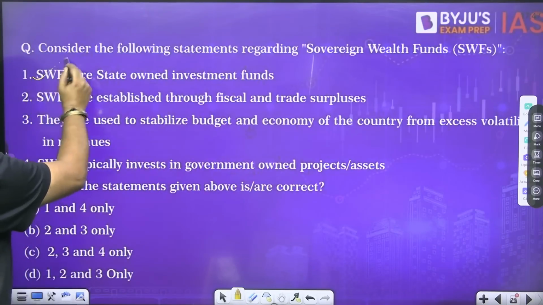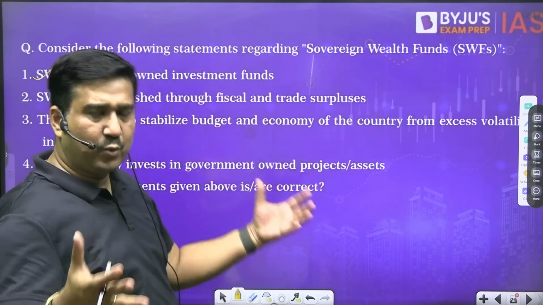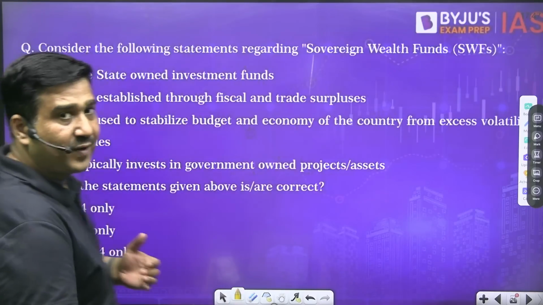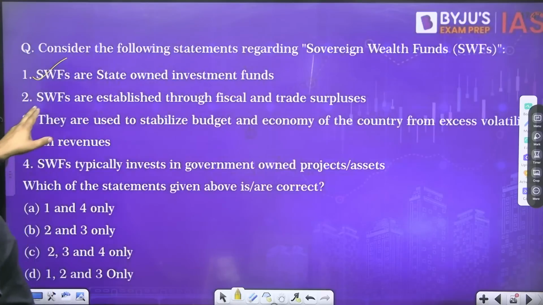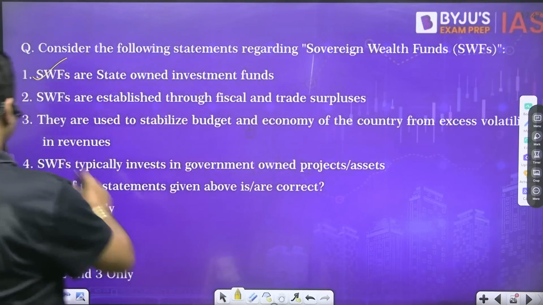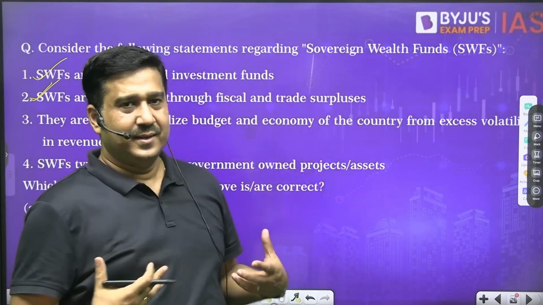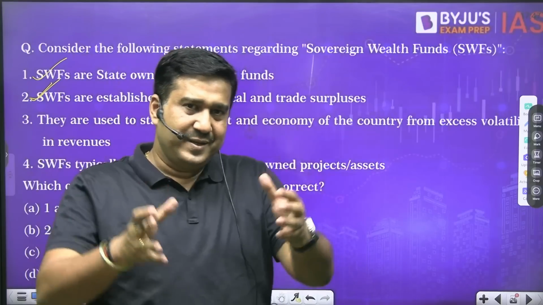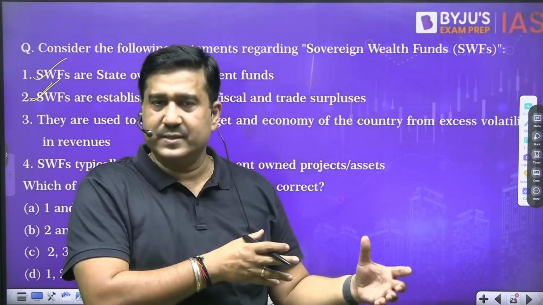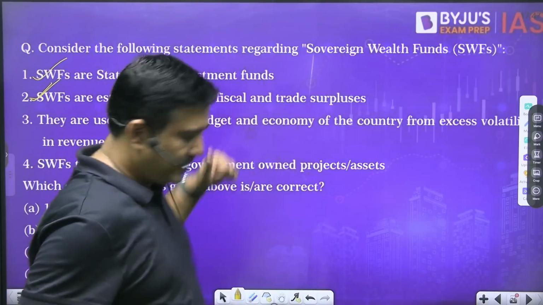So SWFs are state-owned investment funds, absolutely correct. Norway, Singapore, Dubai, Hong Kong, China, these are state-owned funds. Next, SWFs are established through fiscal and trade surpluses. Very good. Because if I don't have fiscal surplus or trade surplus, I don't have enough foreign exchange reserve, and then how would I create a separate fund? So the second statement is correct.